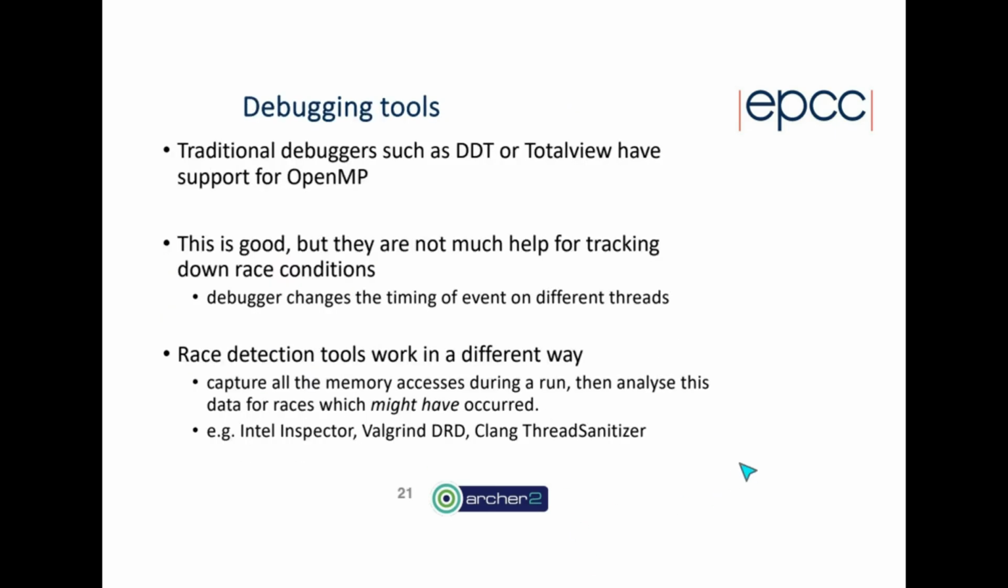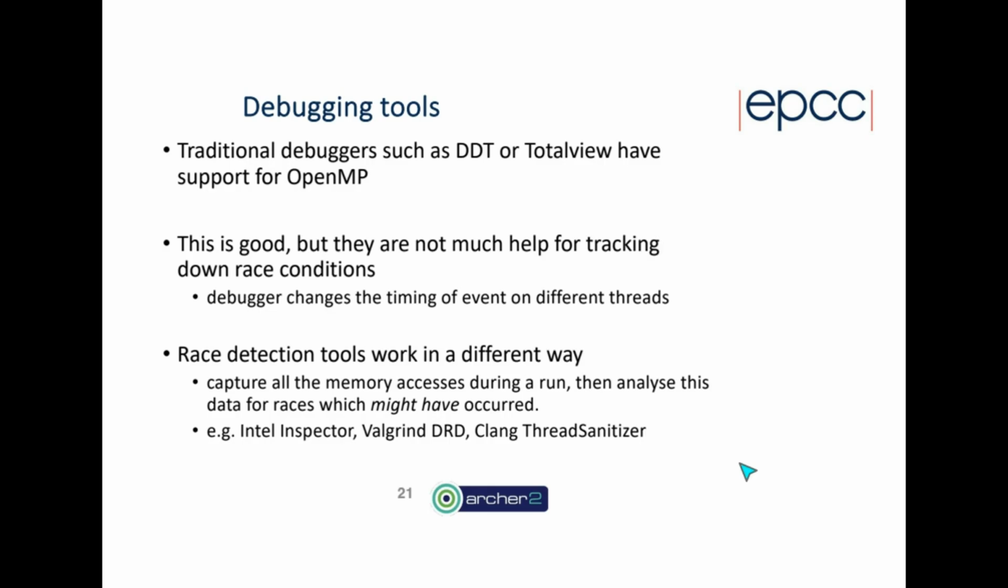Okay, so just one or two other things about tools. In terms of debugging, traditional debuggers, things like DDT, TotalView, etc., which are the sort of things you're likely to find on HPC systems, do have support for OpenMP, which is great. But traditional debugging is not much help for tracking down race conditions, particularly because running under the debugger will change the timing of events on different threads.